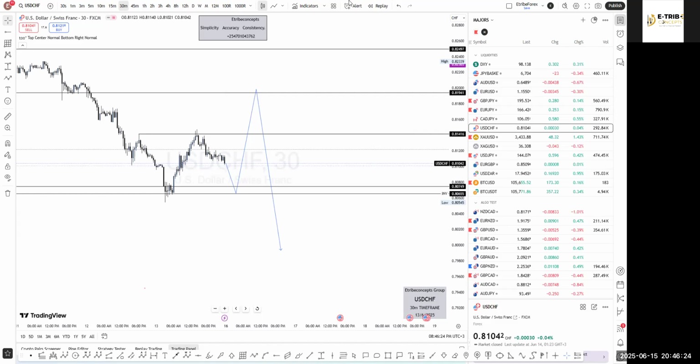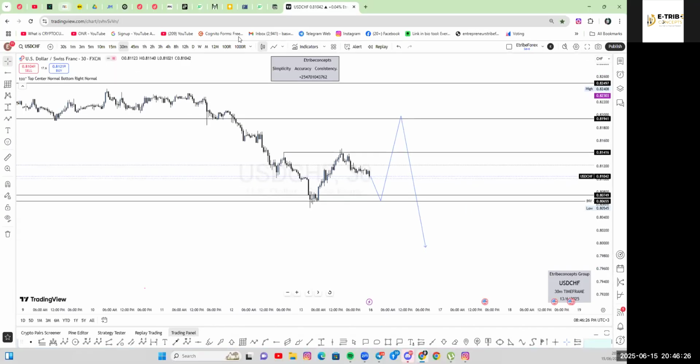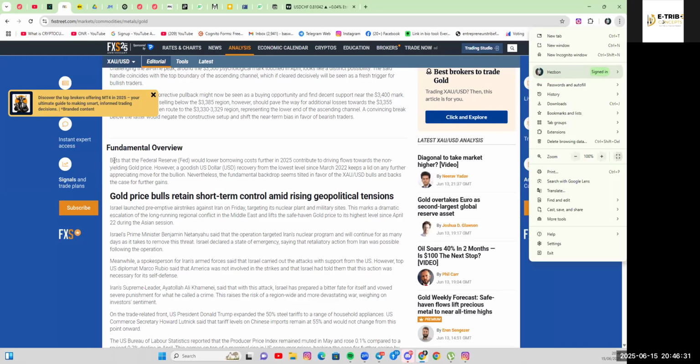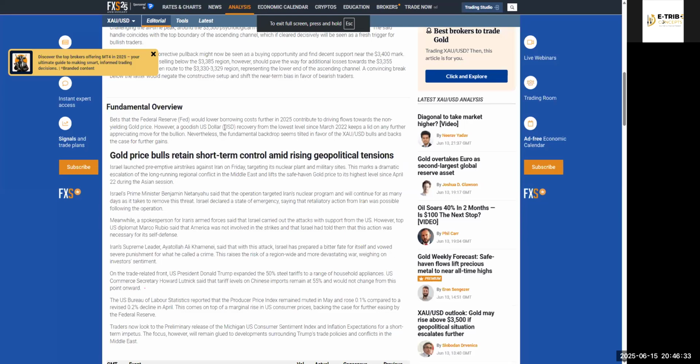Before I talk about the technical point of view, I want us to read this fundamental together. This week we have the Fed rates. That's on Wednesday at 9 p.m. Israel launched a preemptive airstrike against Iran on Friday, targeting its nuclear plant and military sites. This marks a dramatic escalation of the long-running regional conflict in the Middle East and lifts the safe haven gold price to its highest level since April 22nd during the Asian session.